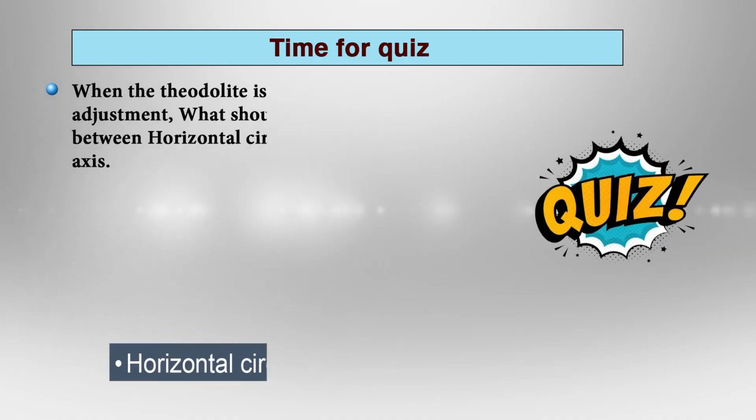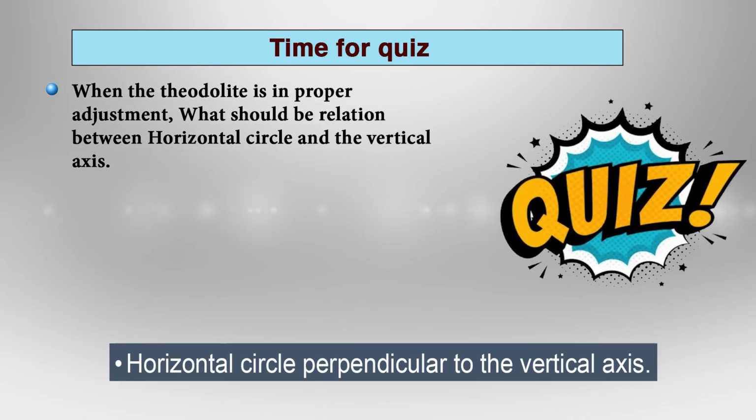So, before you start taking any reading from your theodolite, you need to have these adjustments done properly. Now that we have learned about the various fundamental lines or axes of the theodolite, let us trace the relationship between these lines and axes. When the theodolite is in proper adjustment, the following conditions should be satisfied.